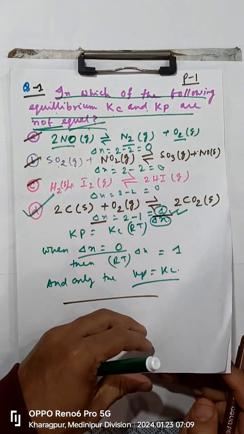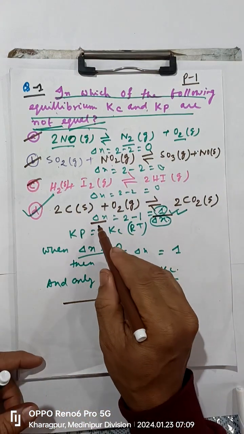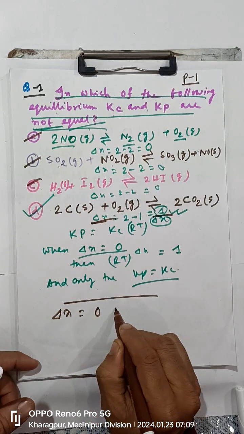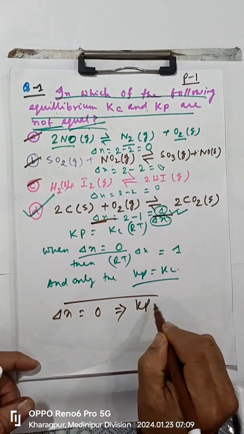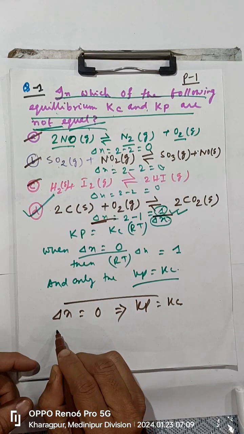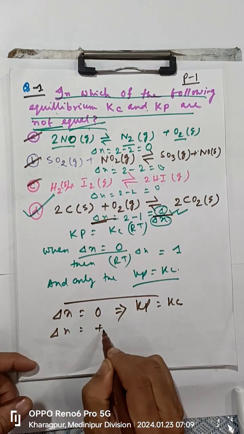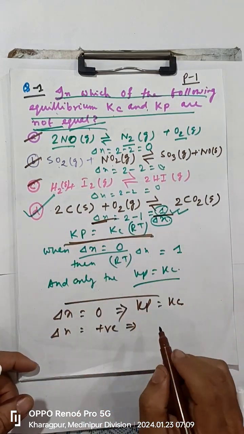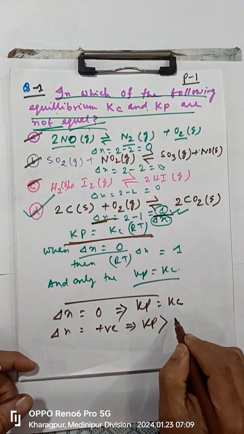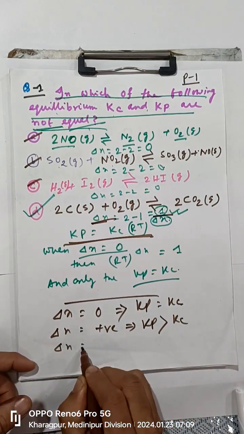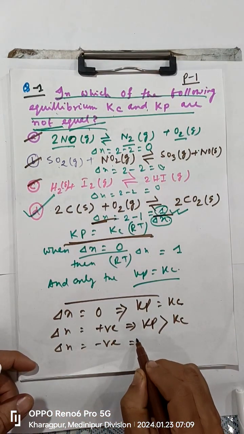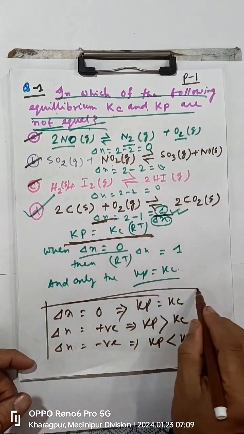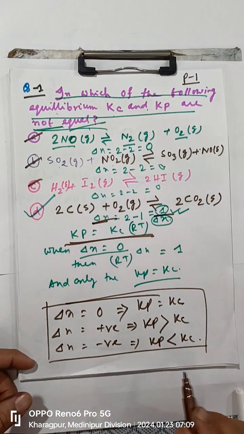So I think it is clear for all of you. Delta N is the very important factor here. If delta N is equal to 0, then Kp is equal to Kc. If delta N is positive, then from this formula Kp is greater than Kc. If delta N is negative, then Kp is less than Kc. This is the most important part of this chemical equilibrium portion.